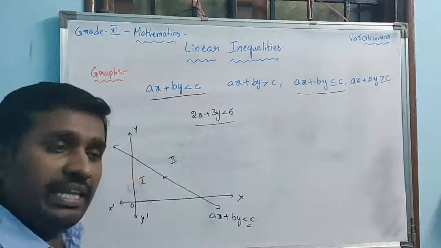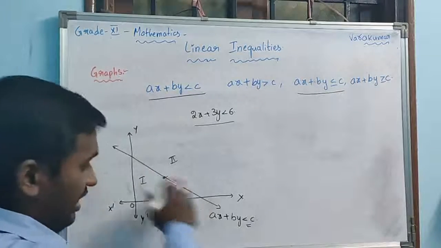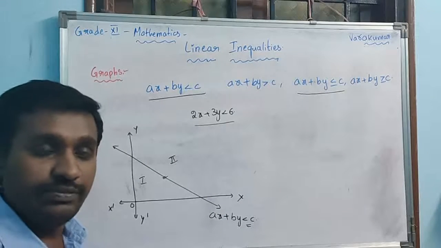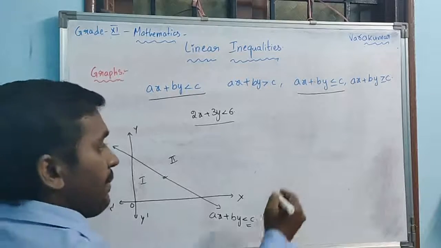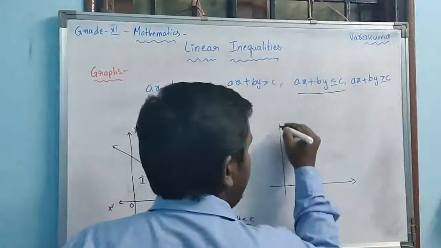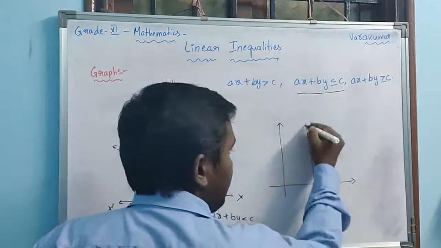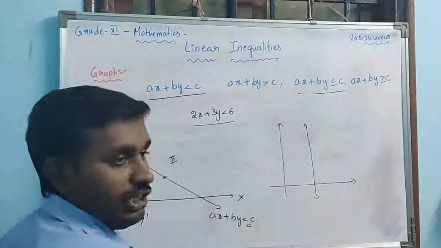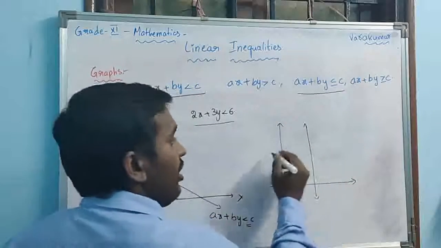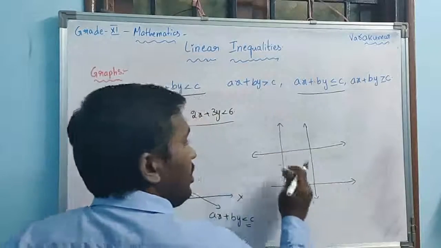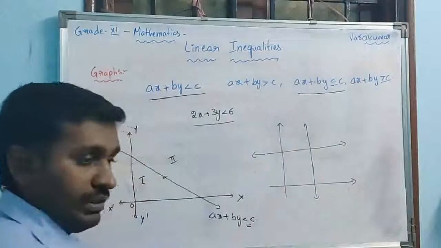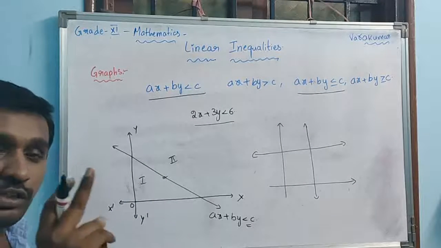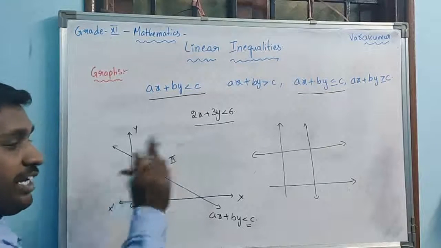Every real straight line will divide the plane into two parts. For example, if you take a vertical line, the whole plane will be divided into two parts: this part or that. If you take a horizontal line, it will divide into two parts, up or down. Similarly, this line divides the plane into two: half plane 1 and half plane 2.